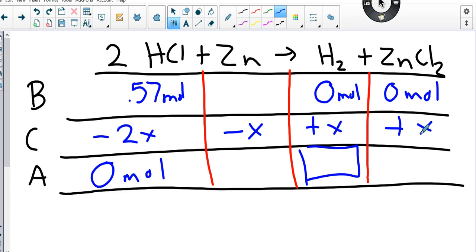X is probably 0.285. Does anybody need me to do the algebra? Sure. So if x is 0.285, then what's the moles of hydrogen? 0.285, right? Ta-da!